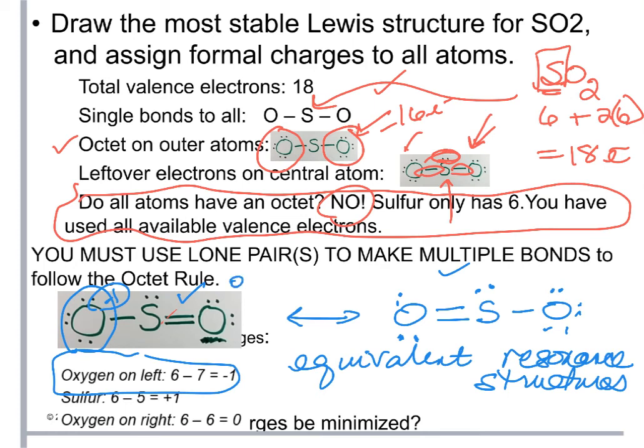So now let's look at sulfur. We know sulfur starts out with 6 valence electrons. In this particular structure, it has 2, 3, 4, 5. So sulfur has a formal charge of +1. Right? So SO2 overall is neutral. Okay, there's no charge overall, and so the formal charges better add up to be 0. And they do, +1, -1. So everything's good there.